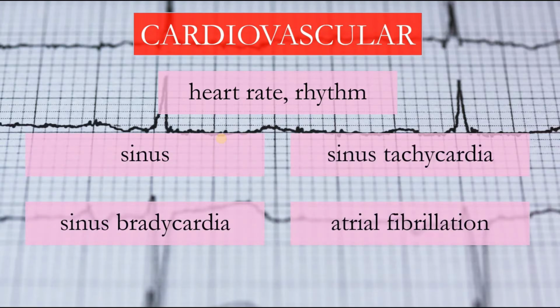It can be sinus rhythm, sinus tachycardia, or more than 100 beats per minute. Sinus bradycardia means less than 60 beats per minute. And then atrial fibrillation, which is represented by a high heart rate and a funny heart rhythm on your cardiac monitor.